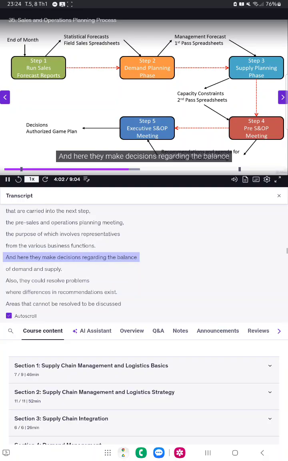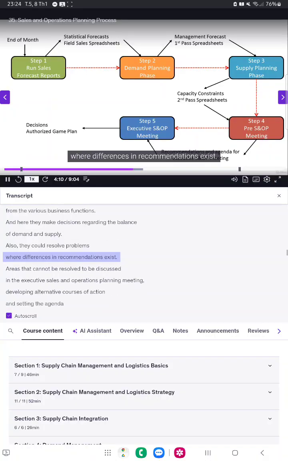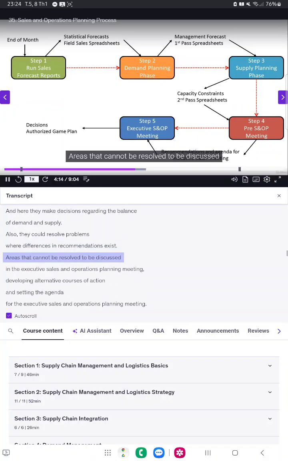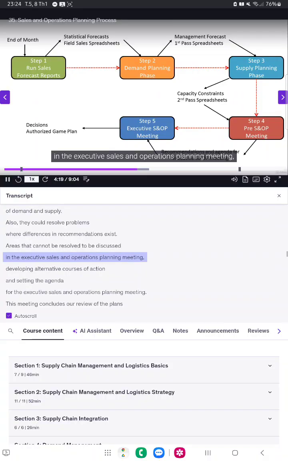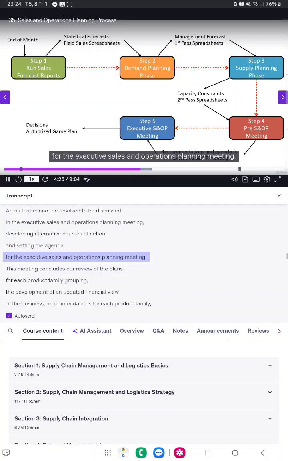And here they make decisions regarding the balance of demand and supply. Also, they could resolve problems where differences in recommendations exist, areas that cannot be resolved to be discussed in the executive sales and operations planning meeting, developing alternative courses of action, and setting the agenda for the executive sales and operations planning meeting.